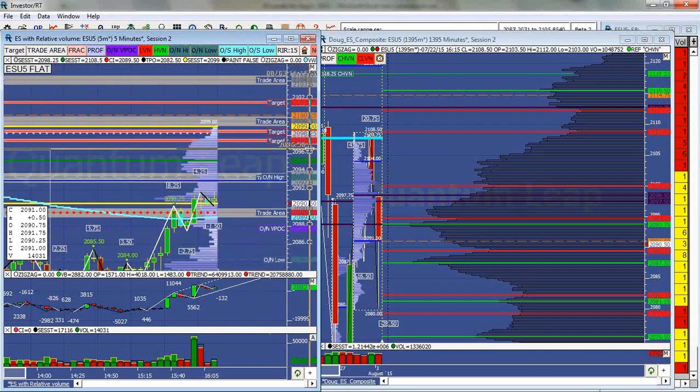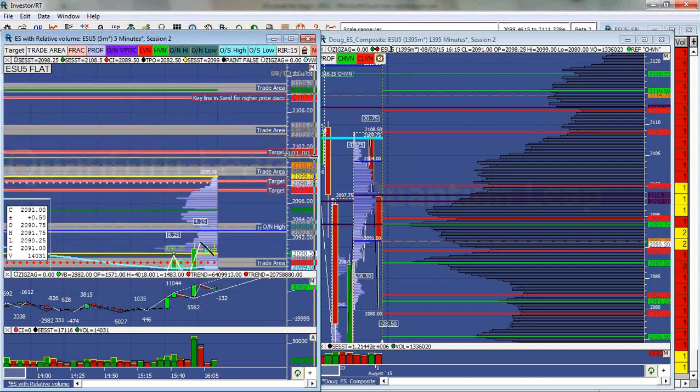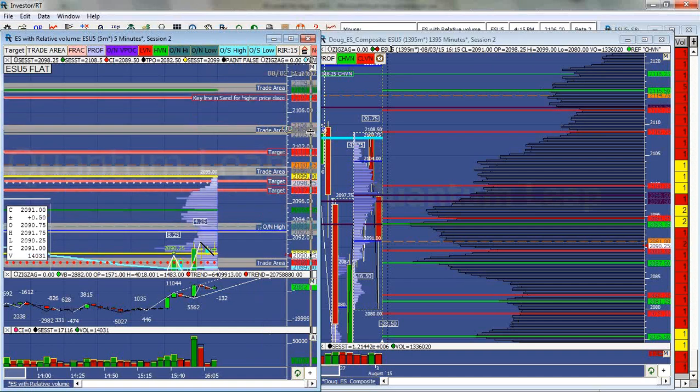Our overnight low is at 20.84 and our 20-day ATR is running 22.63. So our upside ATR target is 2107, okay, which is basically right there at our key line in the sand. So I mean, that would be taking a full ATR range.